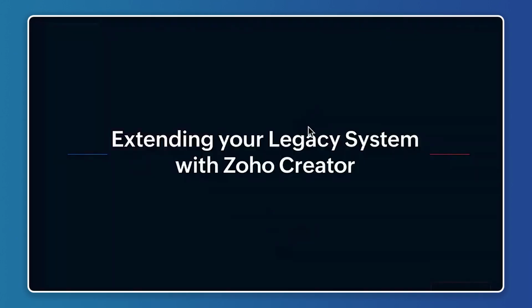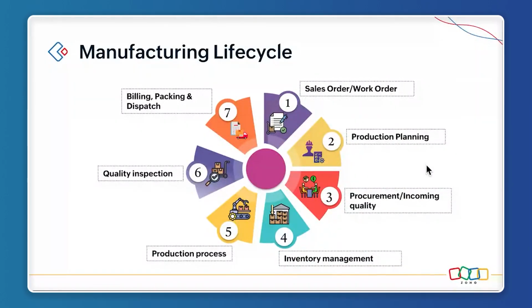The next step is planning for the production, where you will also be scheduling the production: when it should be delivered to the customer and when you should start the production. Everything is planned in the second process. Followed by that, in the third process, this is where you will require the procurement and the incoming quality.